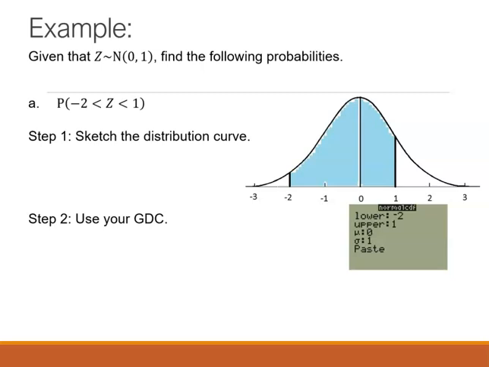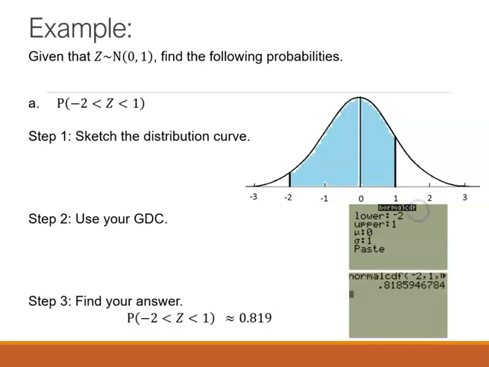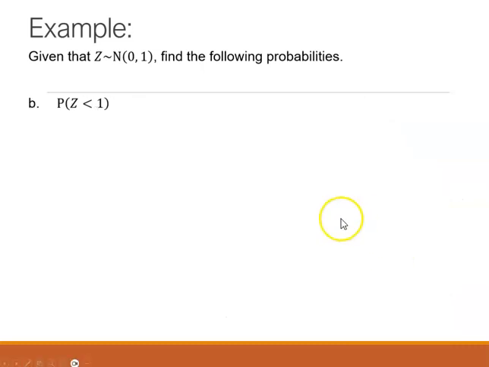I'll list the lower as -2, the upper as +1, the mean at 0, and the standard deviation at 1. And plug that in, and I get about 0.819, or about 82%. Does that feel okay? What if I have the probability that z is less than 1?